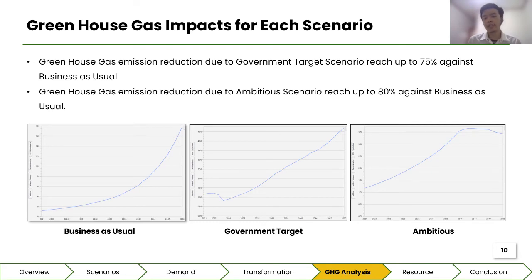As you can see in the graph below, in 2050, in the business as usual scenario, the greenhouse gas emission will reach 18 million metric ton, and in the government target, in 2050, it will reach 4.5 million metric ton. And in the ambitious scenario, it will reach only 3.5 million metric ton. So the greenhouse gas emission reduction due to the government target scenario reaches up to 75% against business as usual, and the reduction due to the ambitious scenario reaches up to 80% against business as usual. And as you can see, in the ambitious scenario, the greenhouse gas emission is actually reduced by 2041.